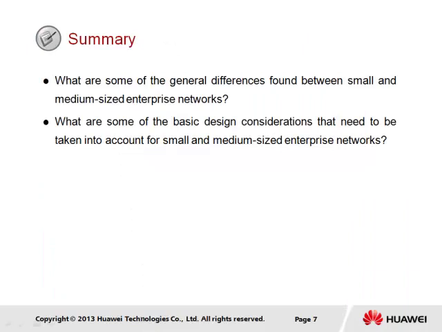In summary then, it is asked, what are some of the general differences found between small and medium-sized enterprise networks? Well, we can summarize these into certain forms of business considerations, and the first of these considerations is the factor of cost. And of course, within medium-sized enterprise networks, it is expected that the budget that supports the enterprise network itself will be much greater in order to support both design, equipment purchasing, as well as maintenance.